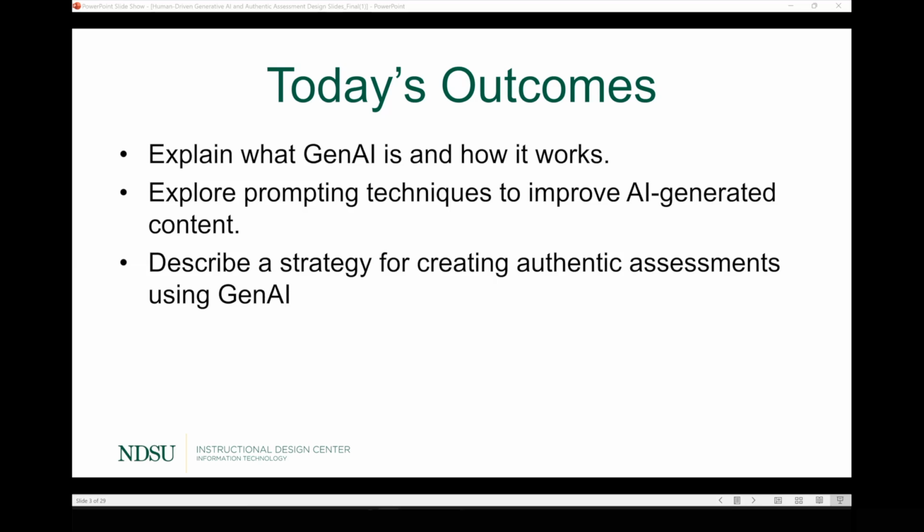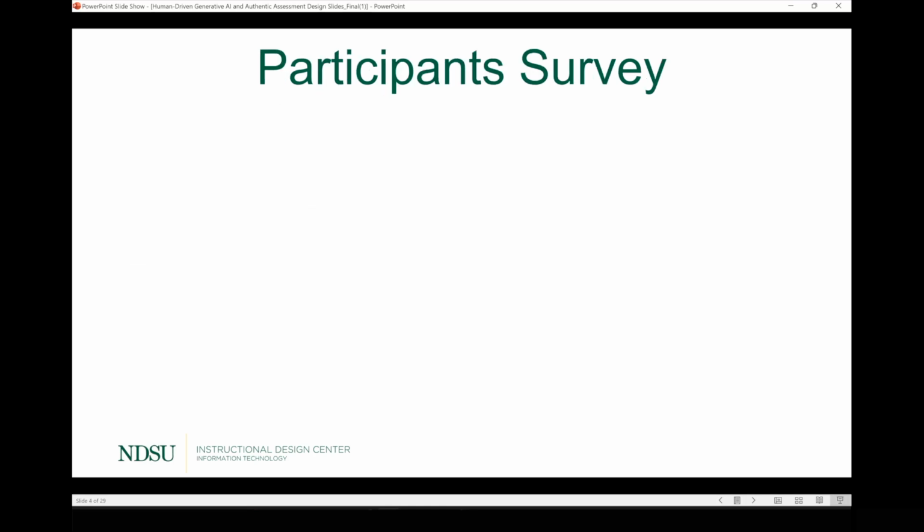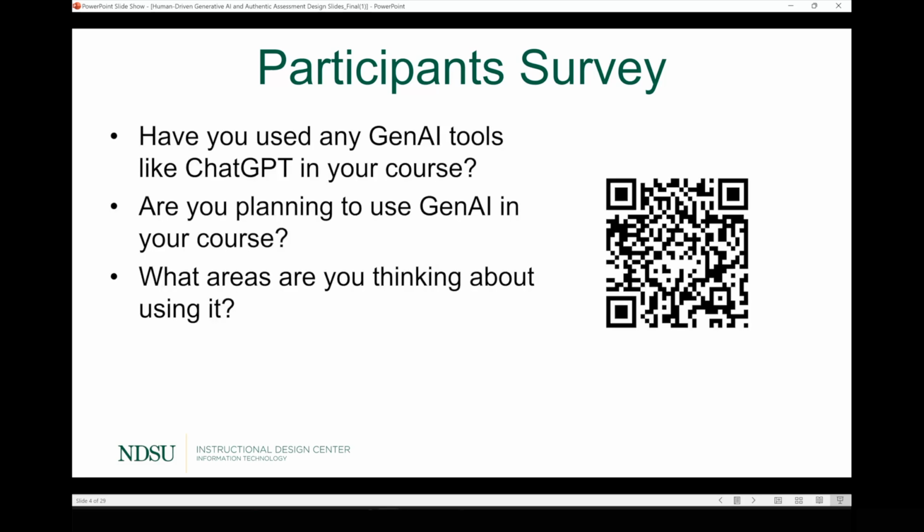So the last thing that we'll talk about is sharing some strategies on how to design or generate authentic assessment. We want to get a sense of who's in the room, on how well you are used to using AI tools. So there will be a couple of questions. The QR code takes you to the survey. If you want to take a minute, people on Zoom, take a minute or two just to answer the question, just so we know who is in the room.